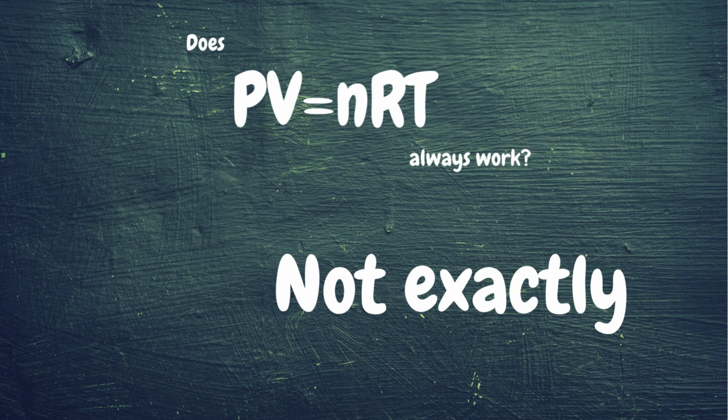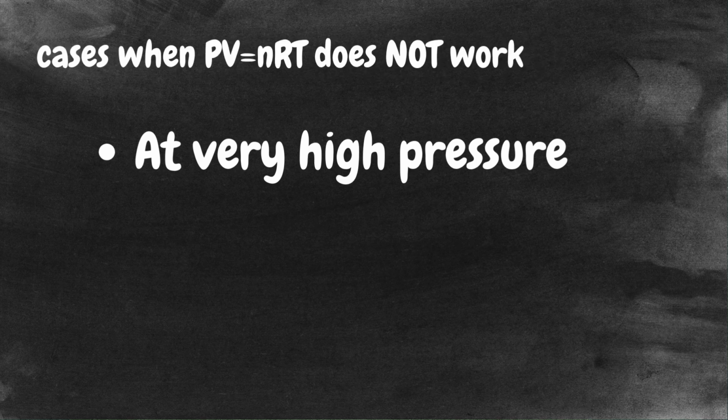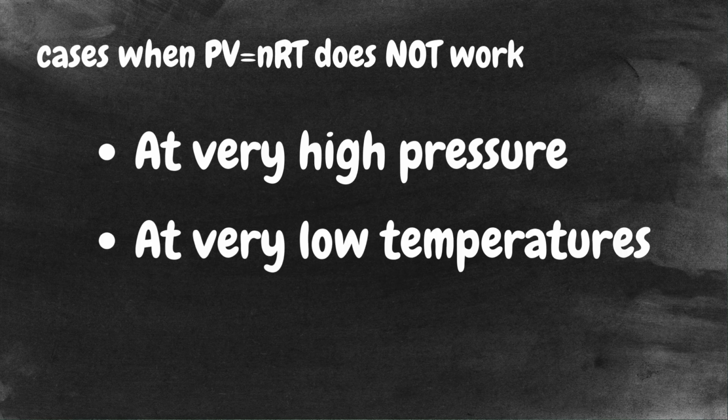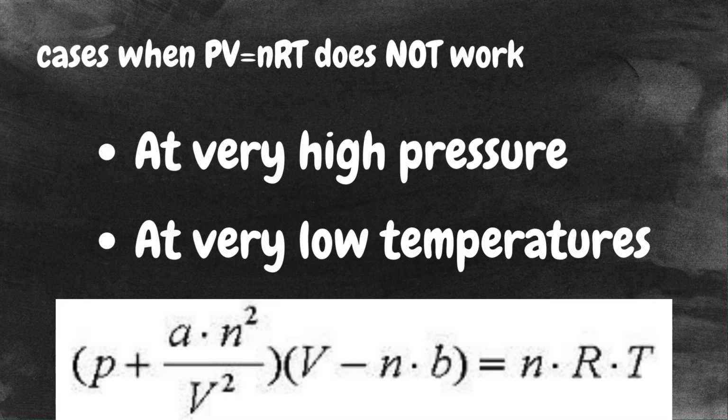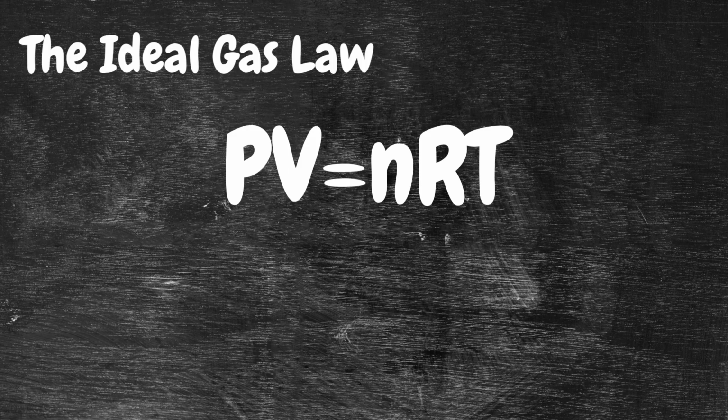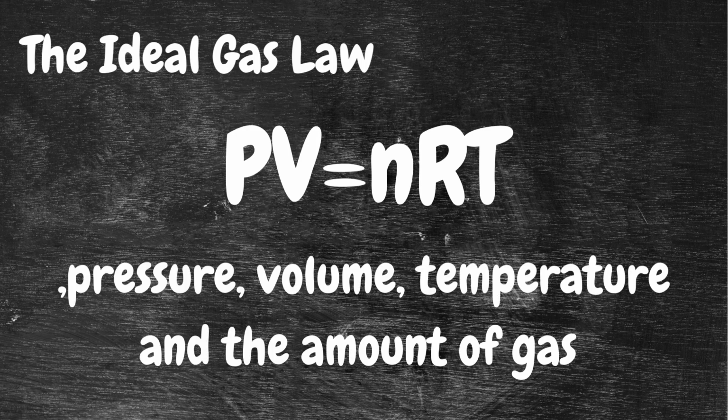So, does PV equals nRT always work? Not exactly. At very high pressures, gas particles are forced close together, and their own volume becomes significant. At very low temperatures, particles move slowly, and attractive forces between them become important. In these cases, real gases deviate from ideal behavior, and we need more complex models like the van der Waals equation.